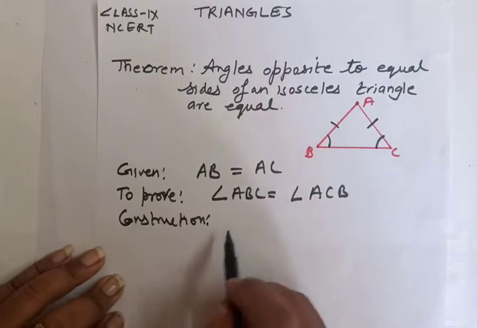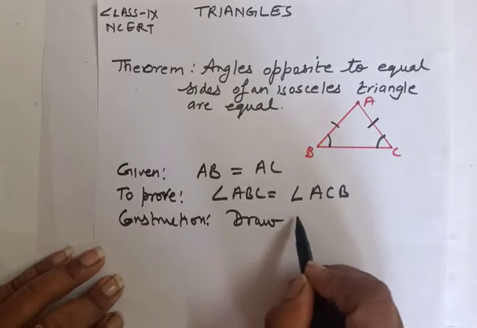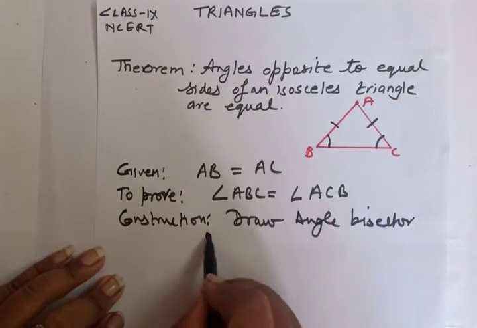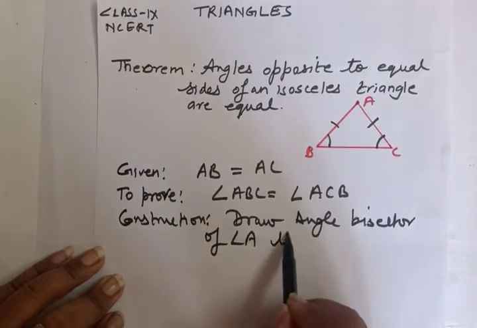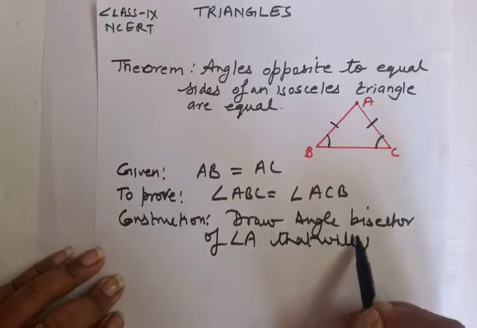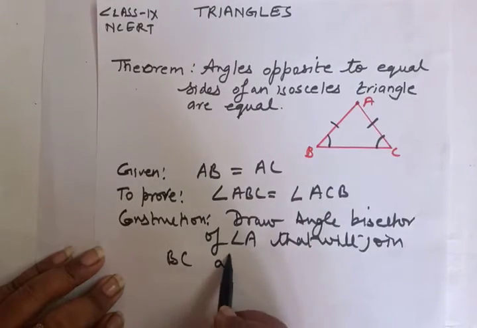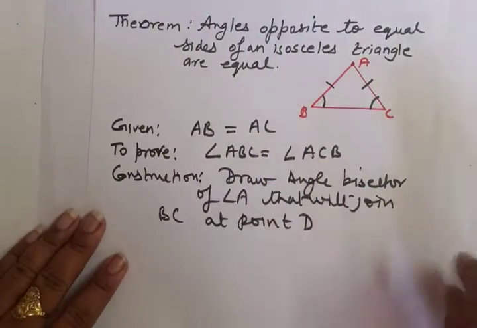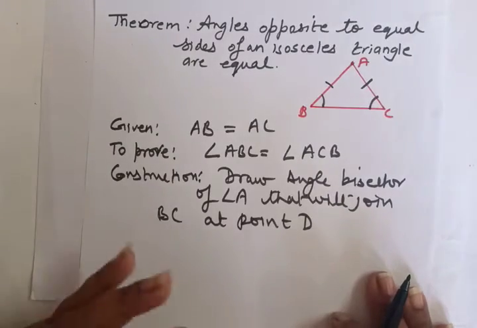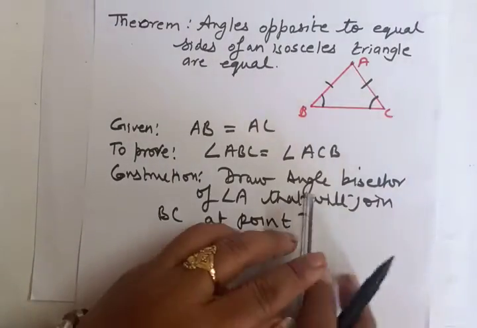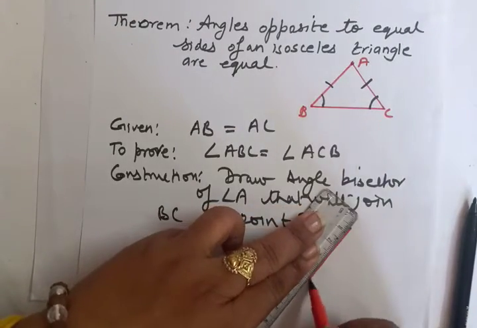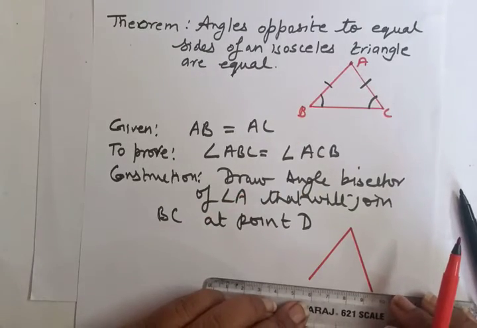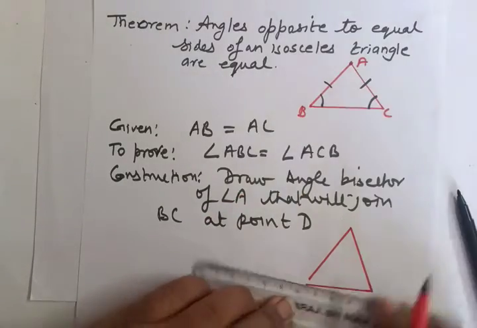So for the construction, we will draw the angle bisector of angle A, that will join BC at point D. Quite clear. So let's draw a triangle again where we will do the construction. Again I am repeating, students have to use only a pencil for the figure.